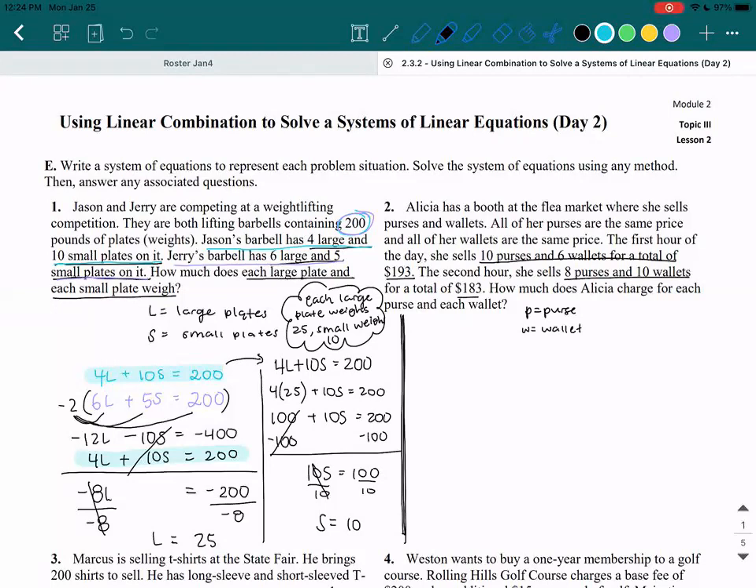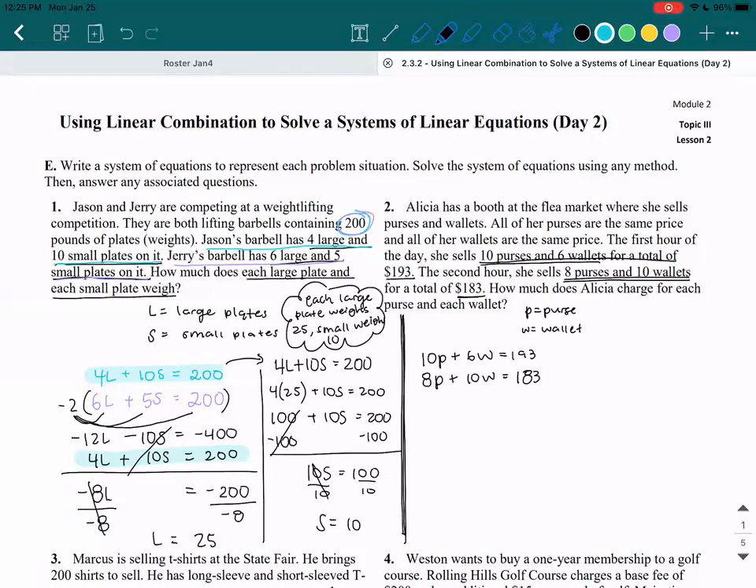Okay, and then let's see. For the first hour is 10 purses and 6 wallets for a total of $193. Second hour, it's 8 purses and 10 wallets for a total of $183. Okay, how much does Alicia charge for each purse and each wallet?